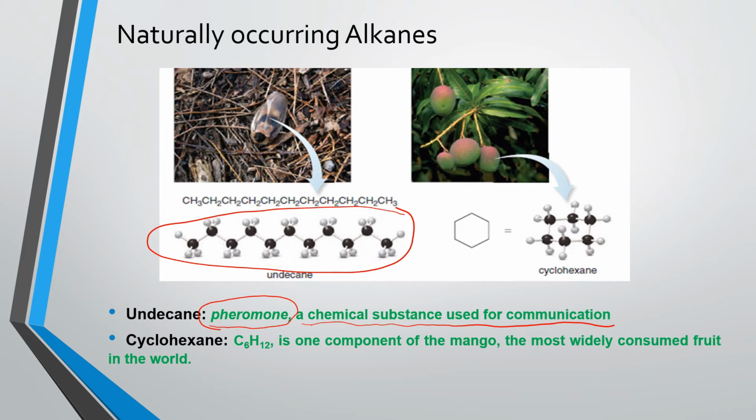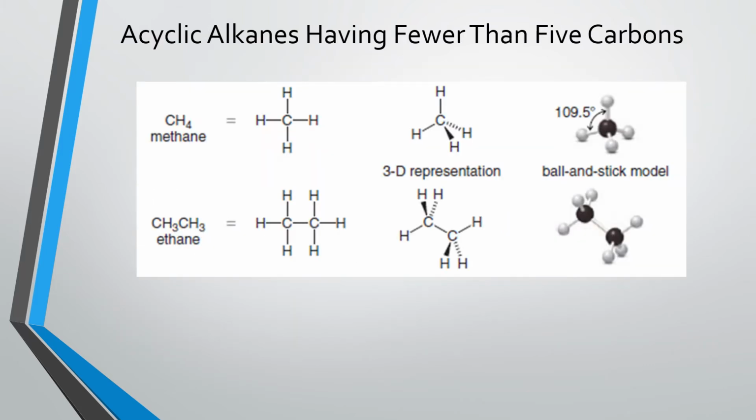And another naturally occurring alkane is cyclohexane with molecular formula C6H12, and it's found in mangoes. Naturally found in mangoes.